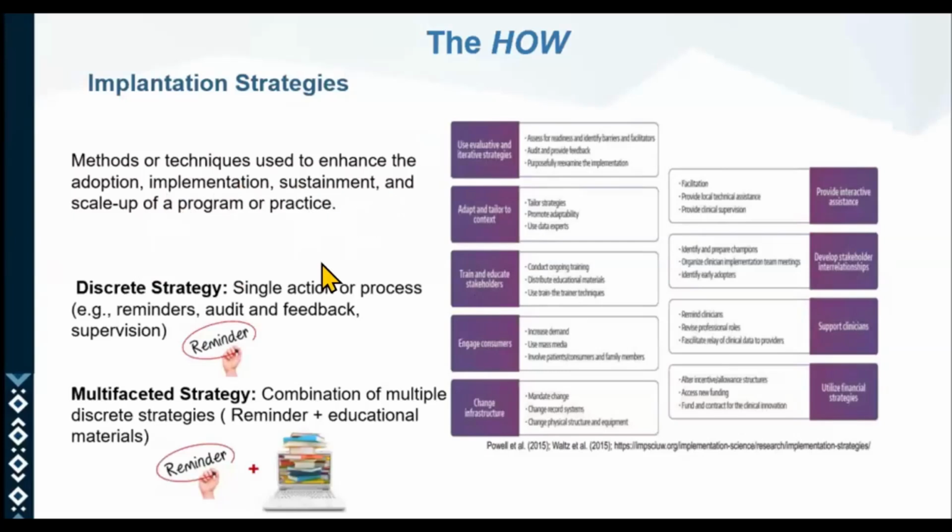So we basically have 2 types of strategies. We have the discrete strategies where we use one action or process at a time. We use reminders to get people to use the mosquito net. And then we have a multifaceted strategy, which is a combination of multiple discrete strategies. So in addition to the reminders, we are going to be using educational materials. So we discovered that the people use the mosquito nets the way they do because they had wrong information on how to properly use it.